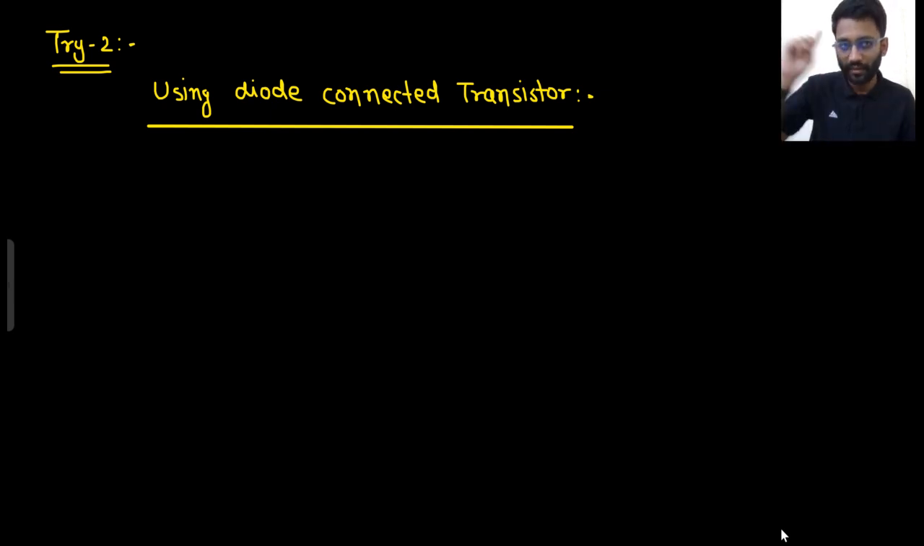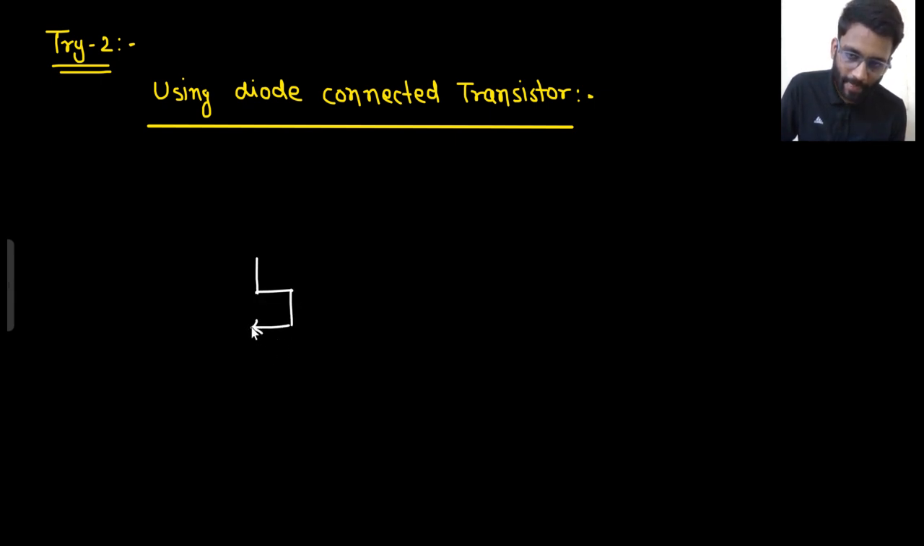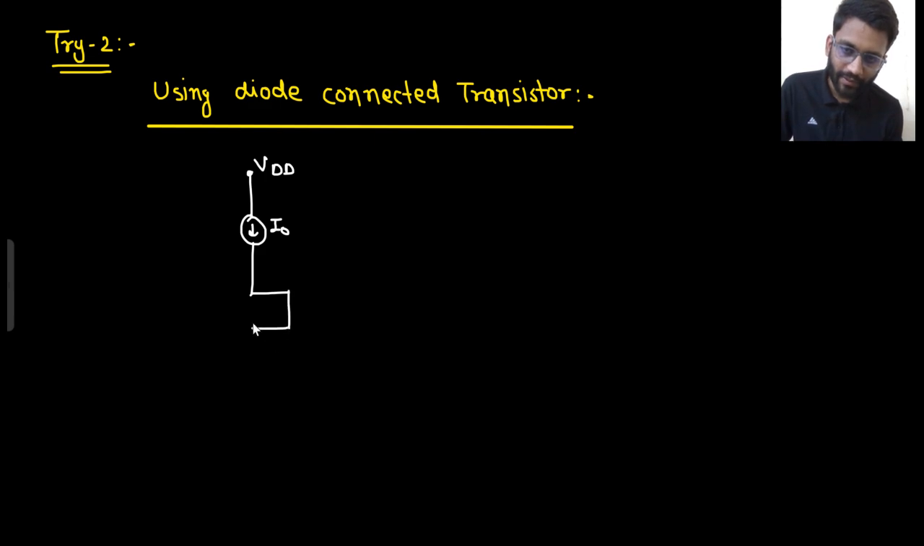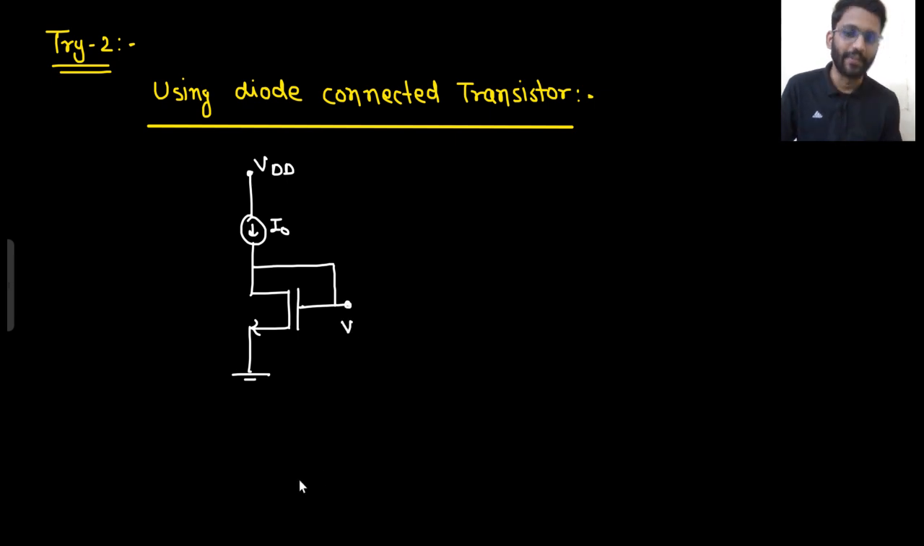Have you studied about it? Yes. In the common source amplifier, I told you about the diode connected transistor. So how does the diode connected transistor look like? This is a diode connected transistor. Okay, I will make it properly. I will pass the current which I was having, which is I naught, through a diode connected transistor, and that will generate some voltage V.